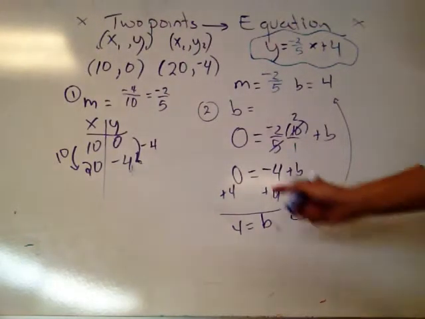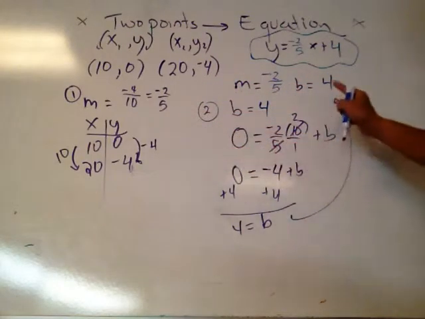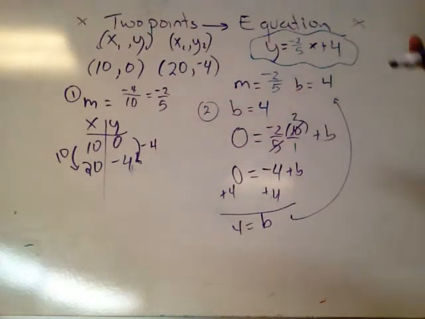So again, we do it in 2 steps. This is 4 here. I'm going to do it in 2 steps. I've got to find my slope first, then I've got to find my y-intercept, and then substitute that information to get my final equation.